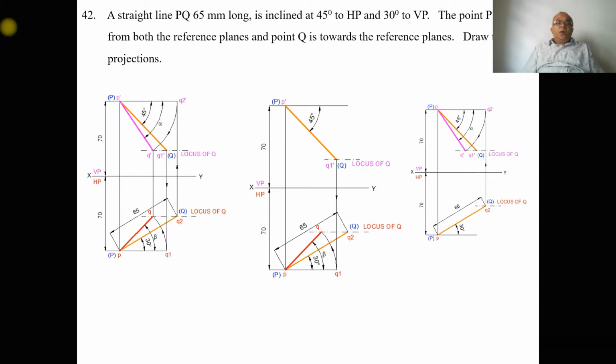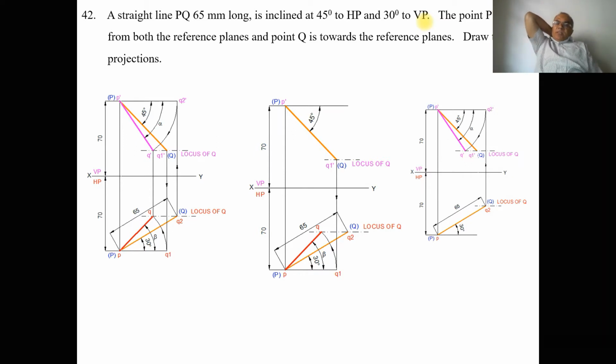So here, how to analyze this problem? Again, he has given a straight line PQ, 65 mm long. So he has given the true length, and it is inclined at 45 degrees to HP. So he has given the inclination with respect to HP. Obviously that inclination will be seen in the vertical plane. And 30 degrees to VP, so again the true inclination is given with respect to VP. Again that inclination can be seen in HP.